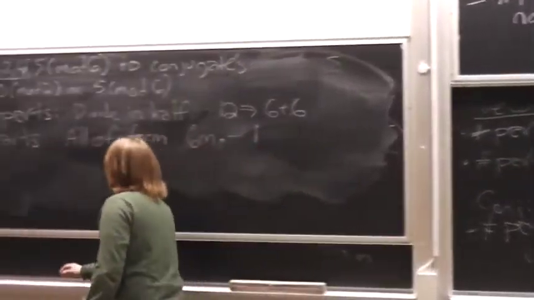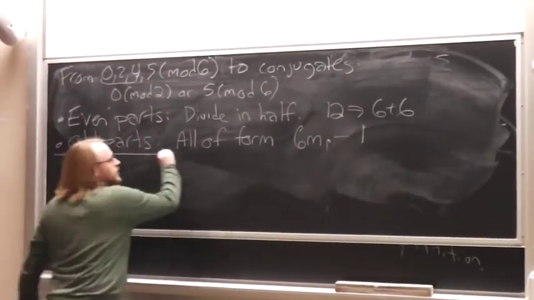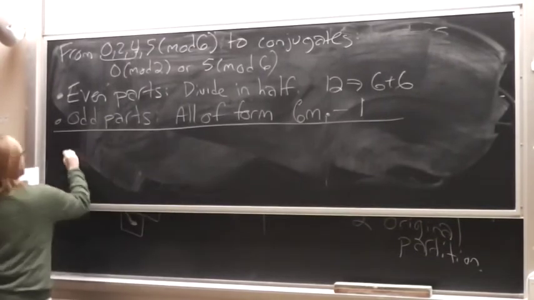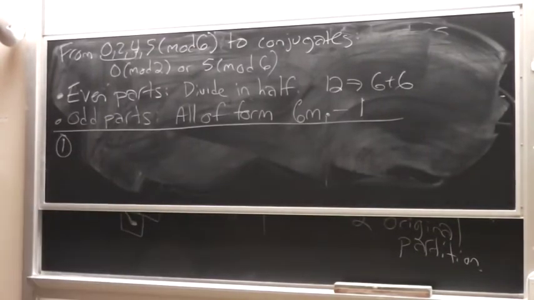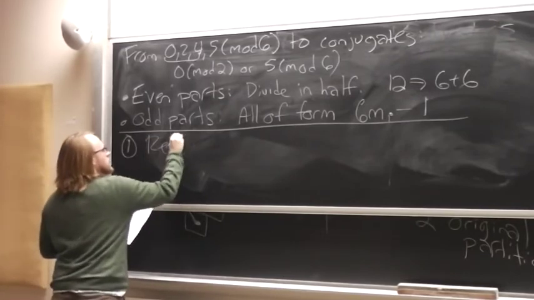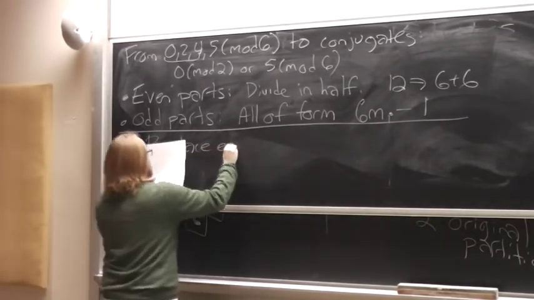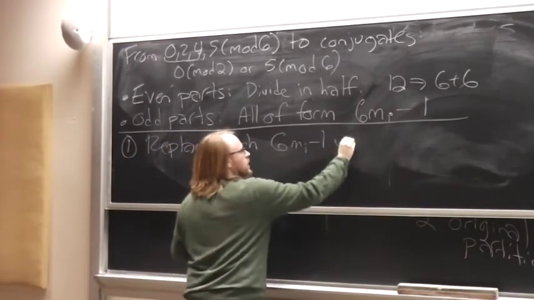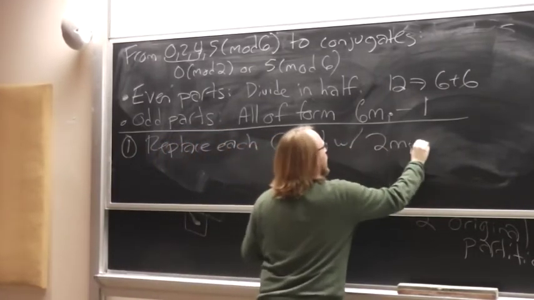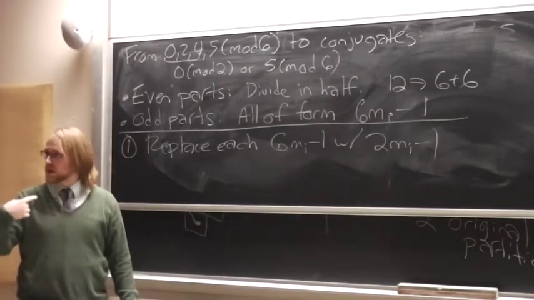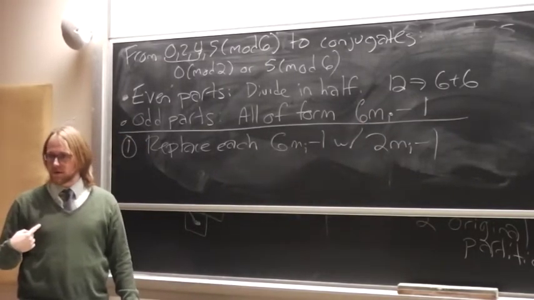So, how do we figure out the output? We do the following. Step 1 for figuring out the output is to replace each 6m_i minus 1 with 2m_i minus 1. So we're going to translate it down into just odd numbers.